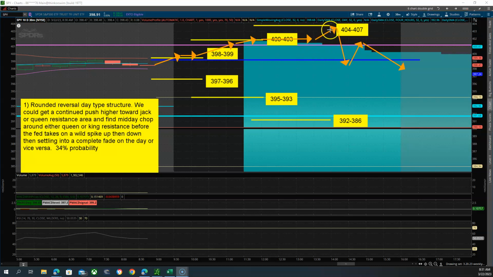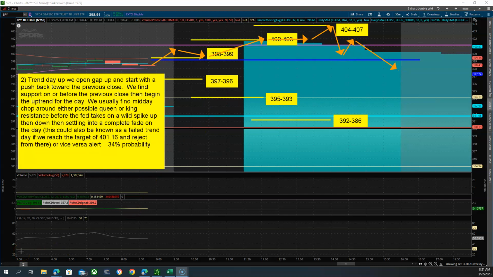Again, that 404 area is really important. That's a position where I would be likely to take on some kind of swing positions for a day or two, going short. So that's our rounded reversal day type structure.